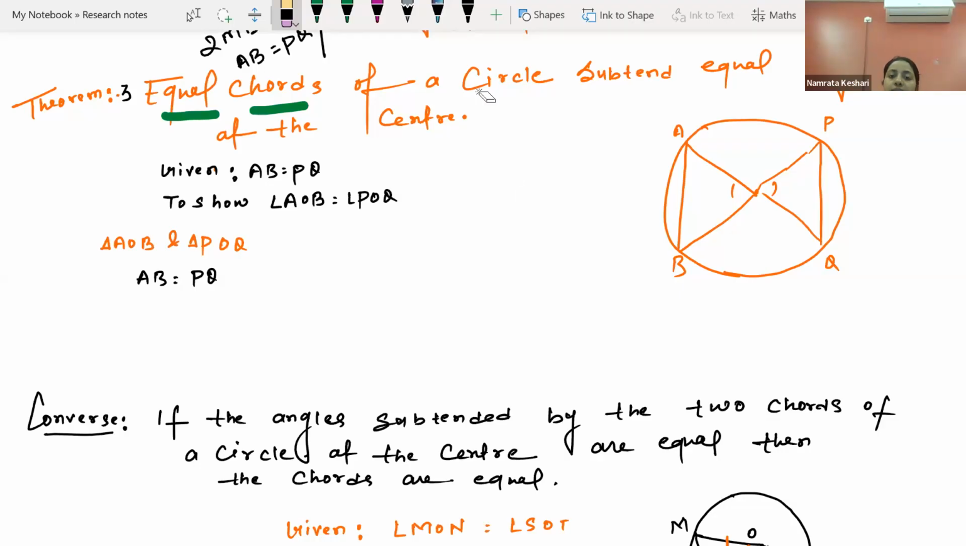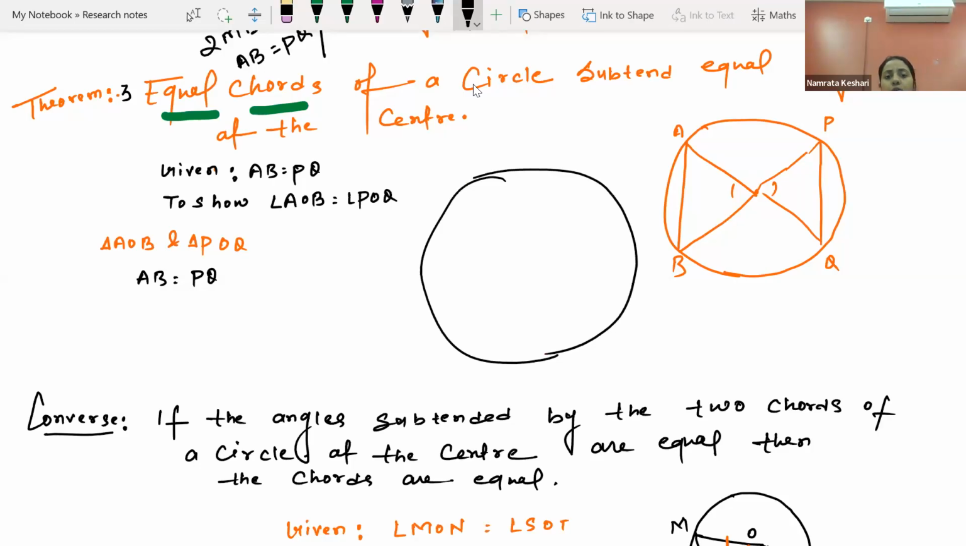So here the theorem says that if in a circle we are having two chords, any two chords, maybe this chord, but both are equal. So if one of the chords is PQ and another chord is MN, these two are equal in length, then we have to prove that the angle created by PQ at the center is the same as the angle created by MN at the center. Equal chords of a circle subtend equal angles at the center. Yes or no?